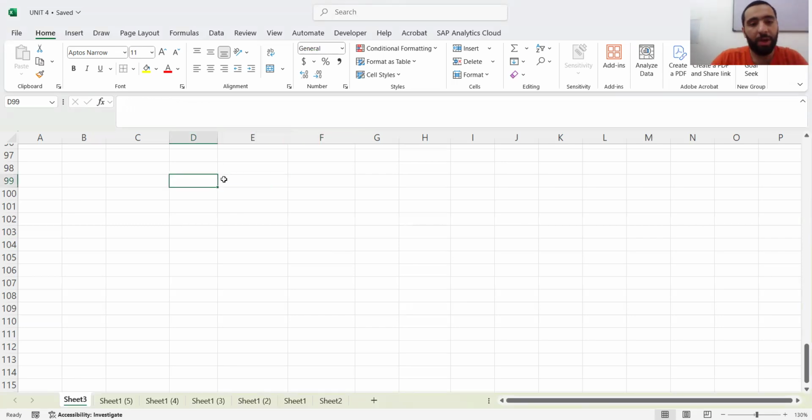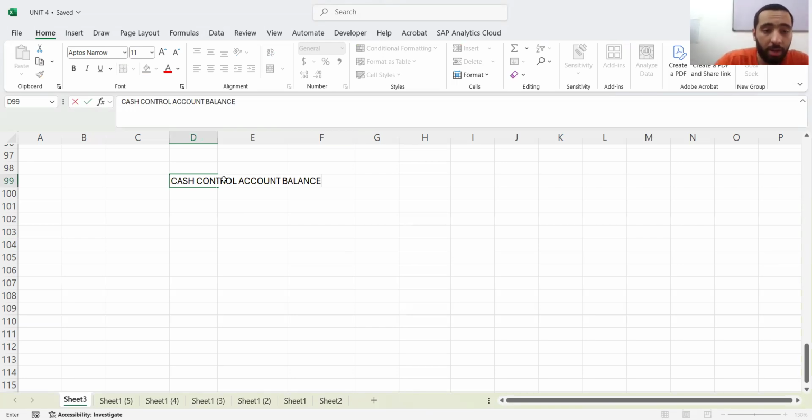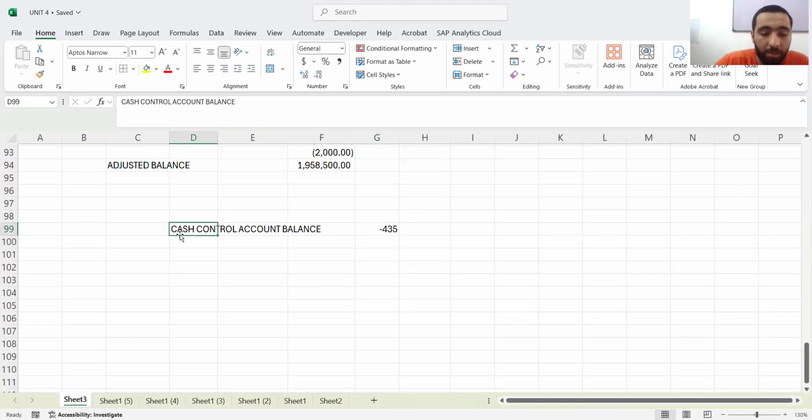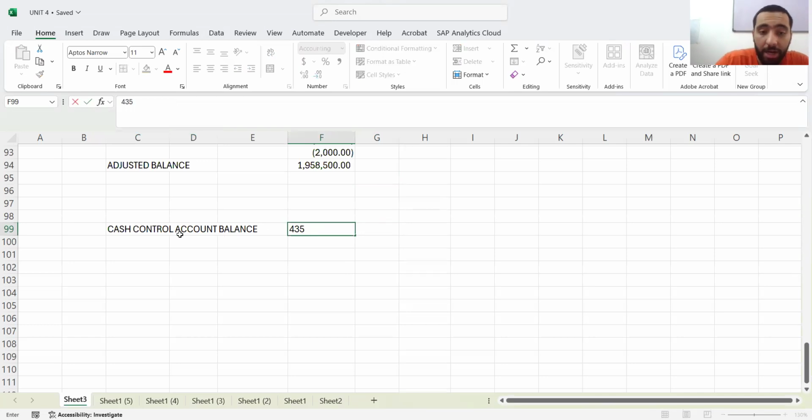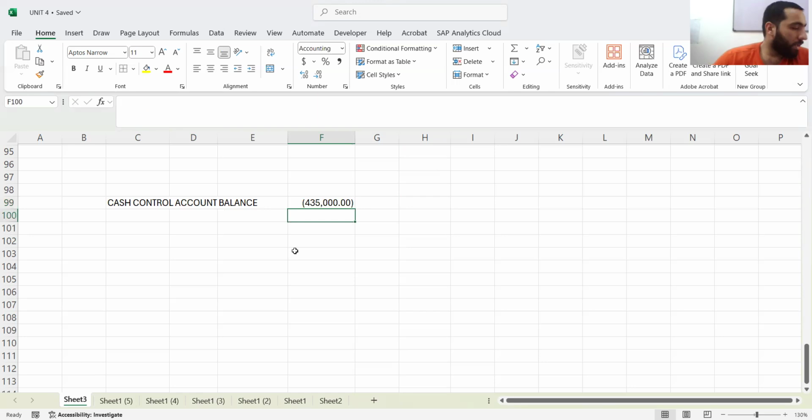435,000. Again, we are going to do the same. The cash control account balance is how much? Minus 435,000. It's a minus value. Why minus? Because it's a debit balance. I told all of you, this is a minus balance. And then if you are receiving something, what will happen? You have to add this value.